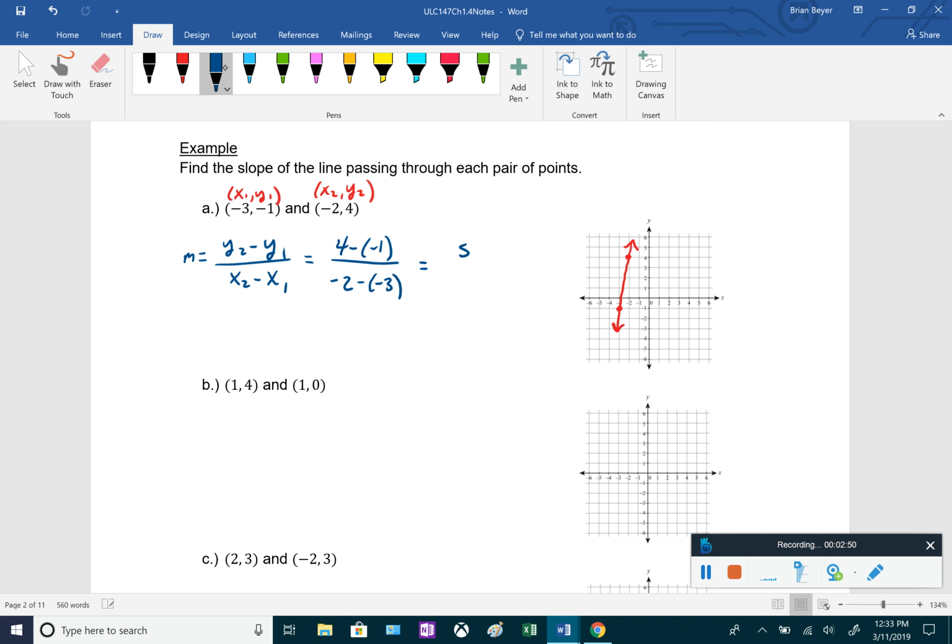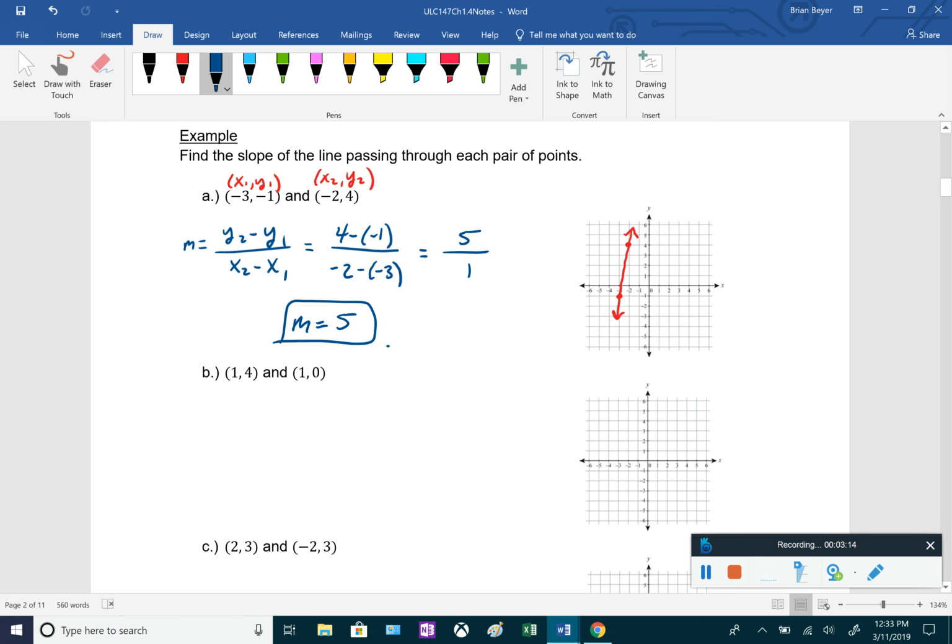4 minus -1 is 4 plus 1, which is 5. -2 minus -3, -2 plus 3 is 1. So we get m equals 5 over 1, so m equals 5 for this one. Which makes sense because if we went over to the graph on the right, it's 5 units up and then 1 unit to the right. So that would be our slope between those 2 points.